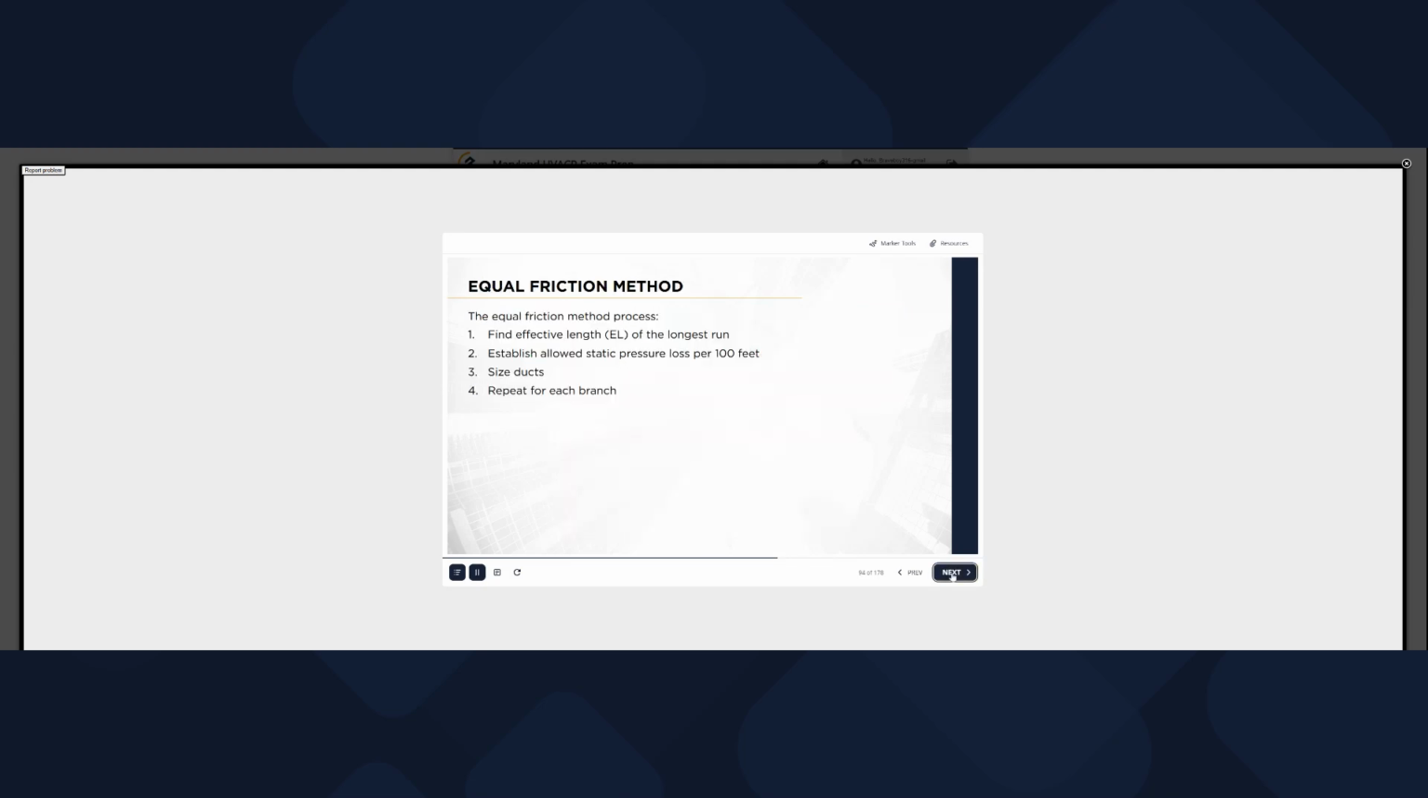The equal friction method process. First, find effective length, EL, of the longest run. Second, establish allowed static pressure loss per 100 feet. Third, size the duct. Then, repeat for each branch. The velocity must be higher in each upstream duct section. Let's look at an effective length example.